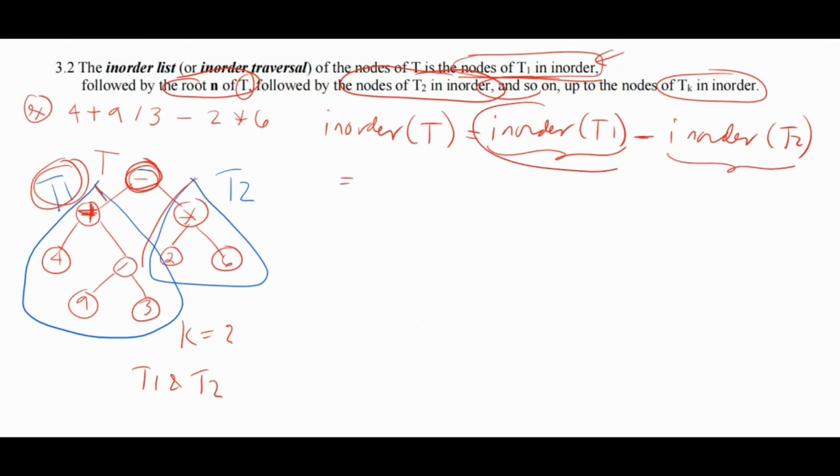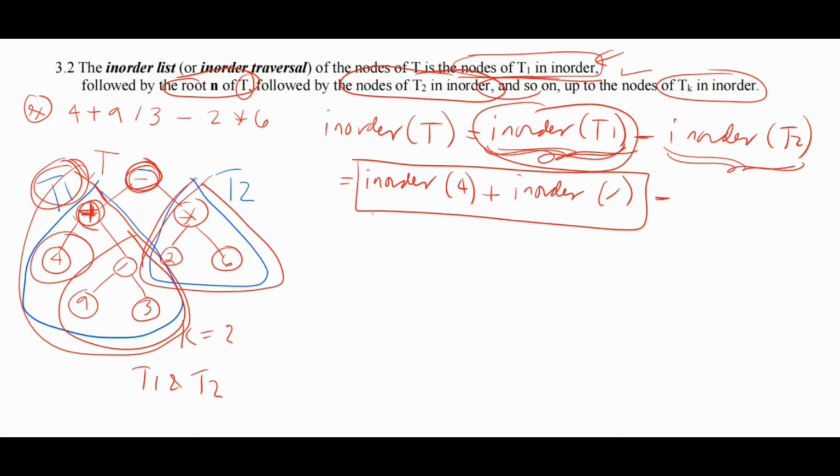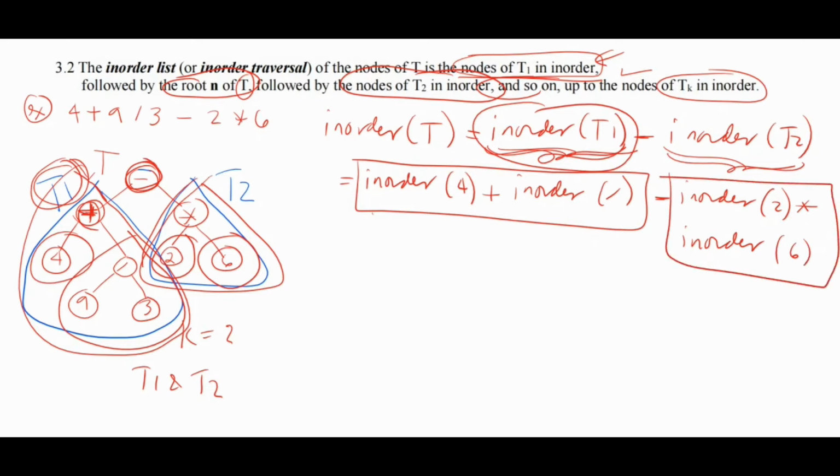So to continue, what is the in-order of T1? This one. By the same definition of in-order, the in-order of T1 is the in-order of 4, followed by the root, plus, the in-order of division. So this part now is the in-order of T1, and then bring down minus, and the in-order of T2, which is this subtree. The T1 of this is 2 and the T2 is 6. So we say here in-order of 2, the root of the subtree, multiplication, and then next is in-order of 6. So this part here is the in-order of T2.